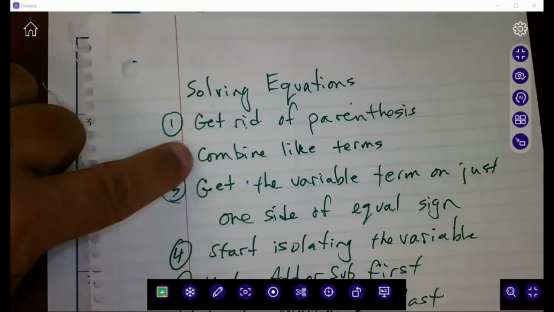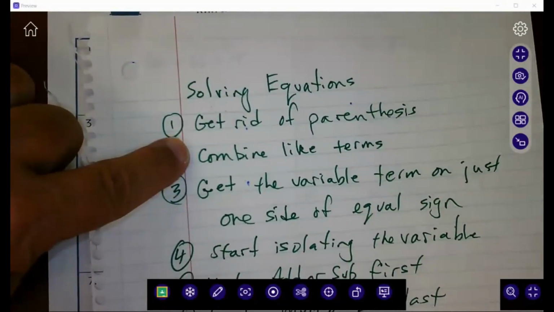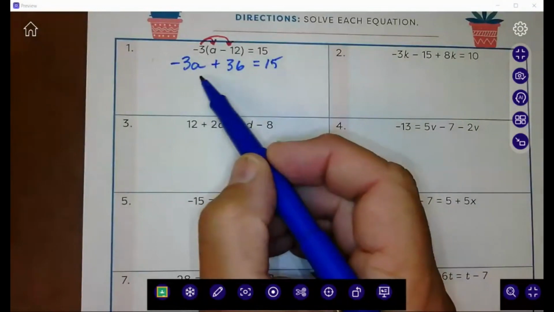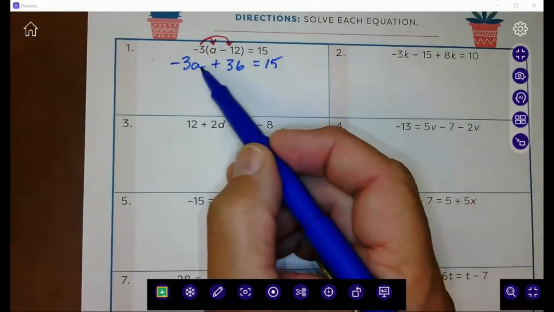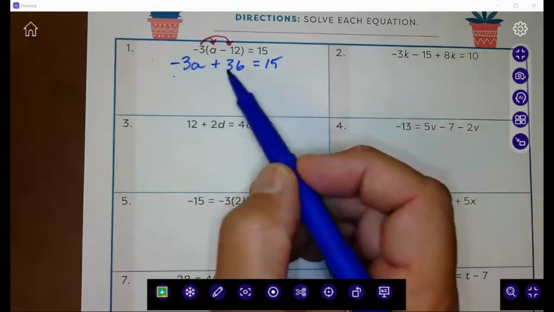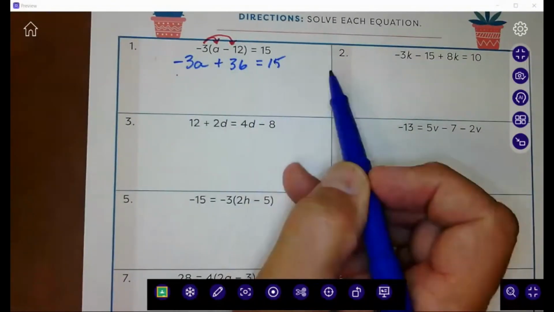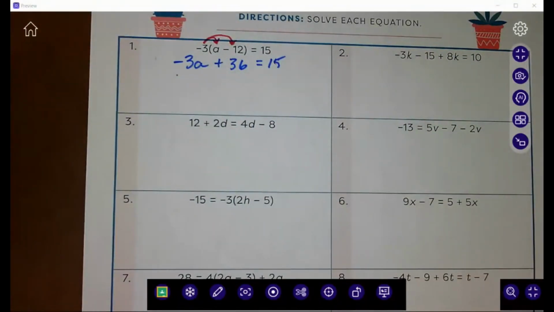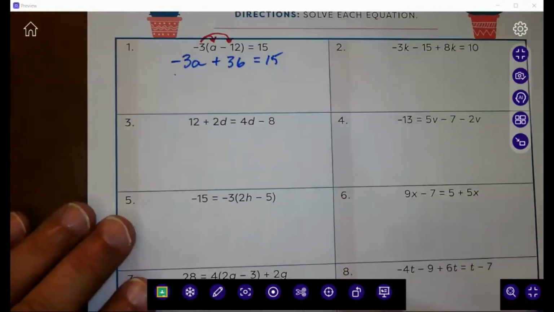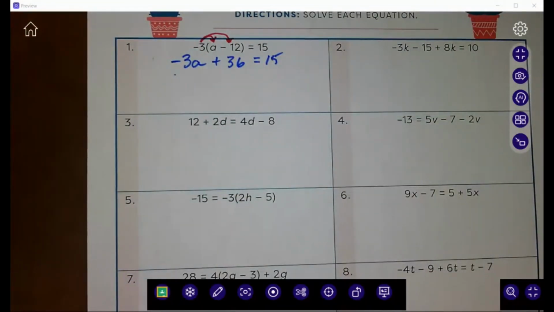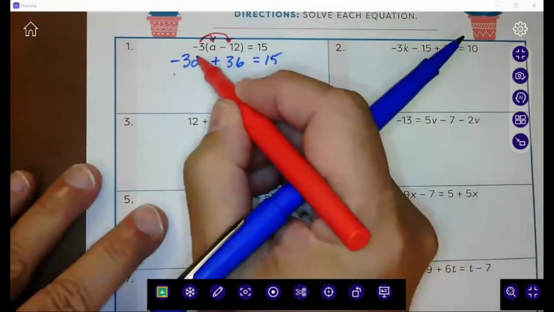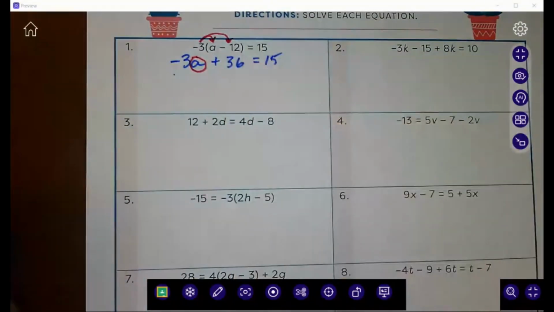Now we need to combine like terms if there are any like terms to combine. There aren't. On this side, all of the terms are combined. On this side, all of the terms are combined. So what we have to do is focus on the variable. I don't care what's happening anywhere else. That is the only variable term in the problem.